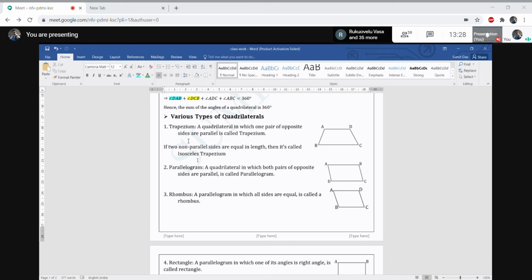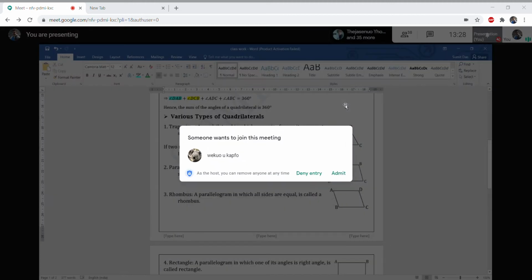A trapezium is a quadrilateral in which one pair of opposite sides is parallel. You can see in a trapezium, one pair of opposite sides is parallel, the other is not parallel. These are called trapeziums. This definition will not come in the exam, but we need to know it for our basic knowledge.